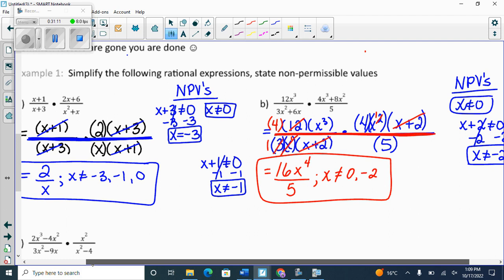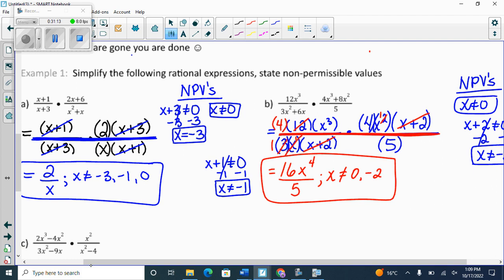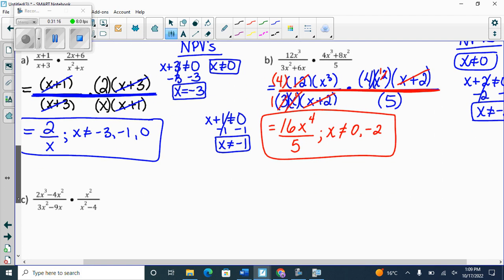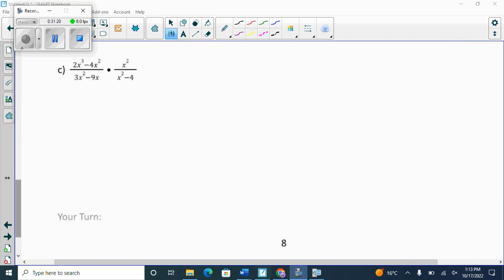You're going to try C. The hint to C is the bottom right denominator is a difference of squares. Try it out. Okay, the top left, what can I do to it?